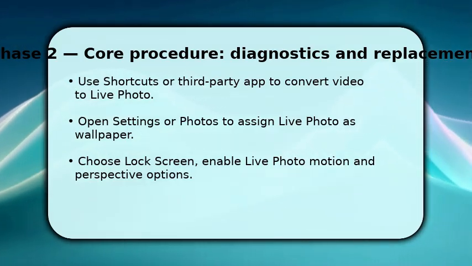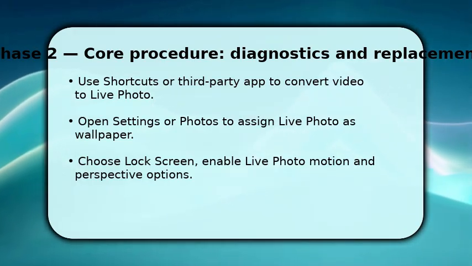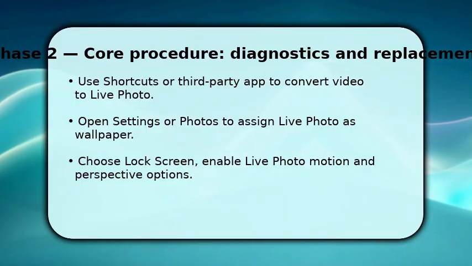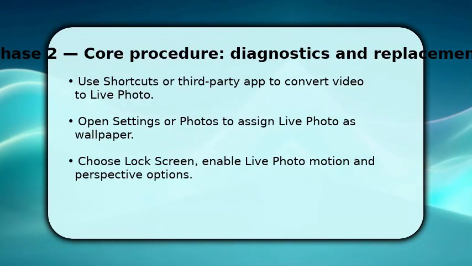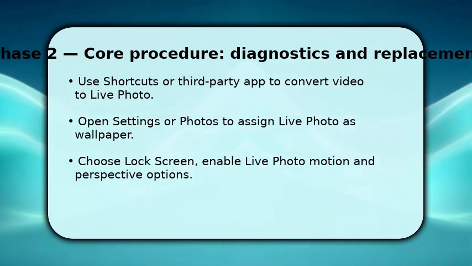Make sure you choose Lock Screen. iOS currently restricts Live Photo motion there, and enable Live Photo motion while disabling stillness if you want the full effect. Also check Perspective Zoom. Turn it off if the motion should remain perfectly framed.